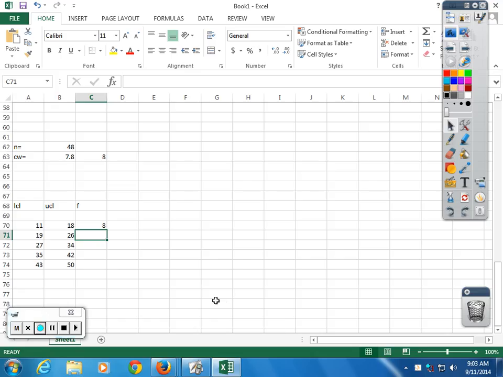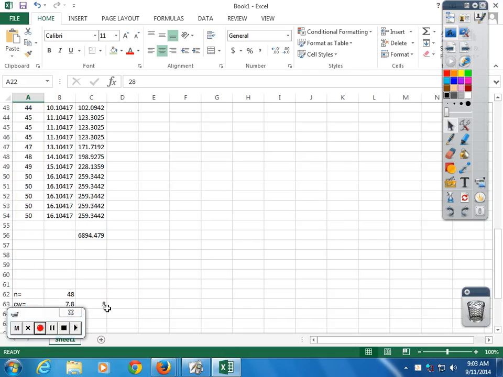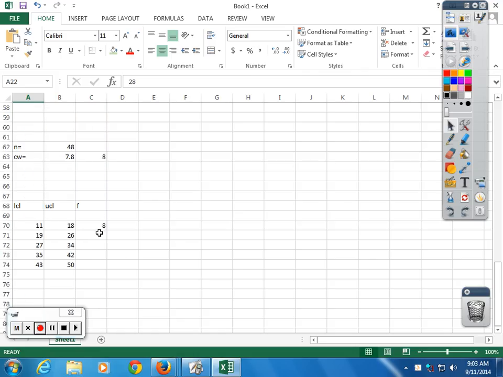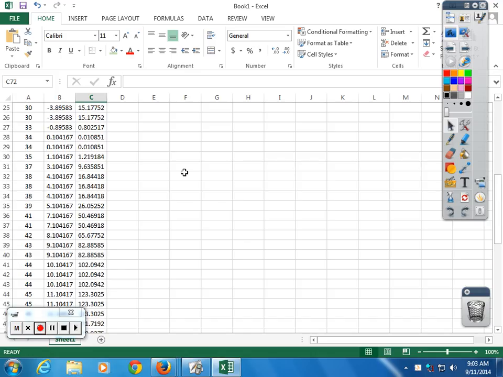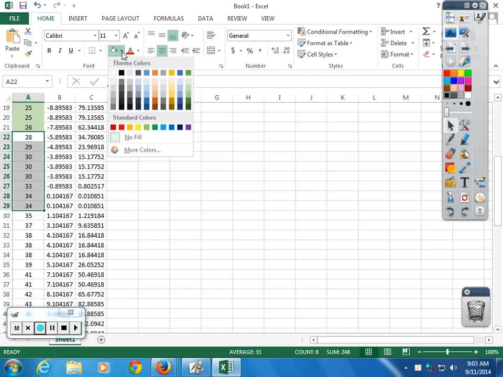What's the next one? 19 to 26. And we'll color that green. 1, 2, 3, 4, 5, 6, 7. 27 to 34. And we'll color that lemon.